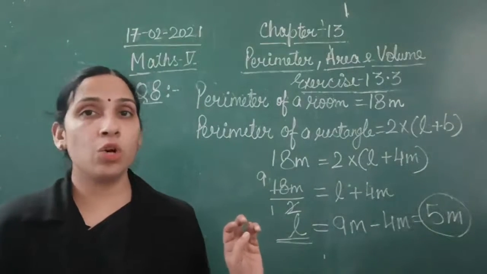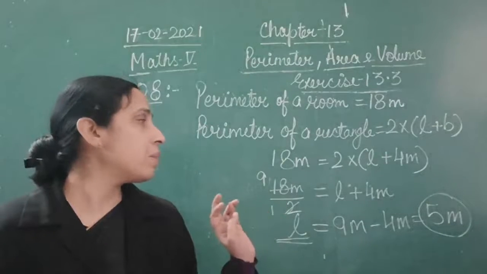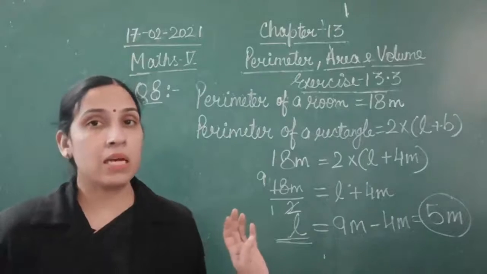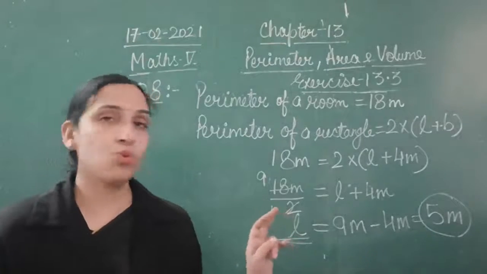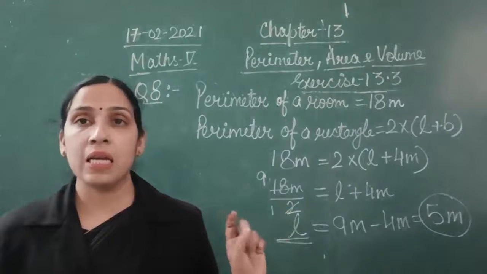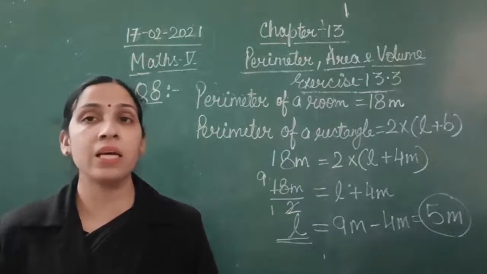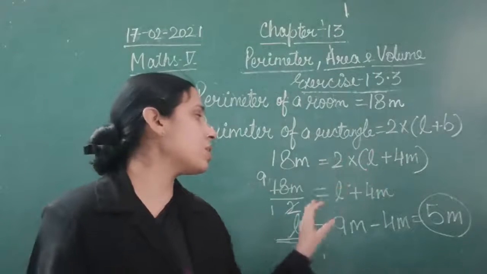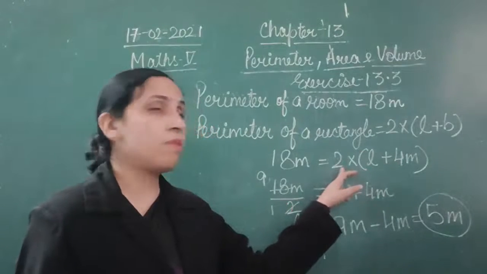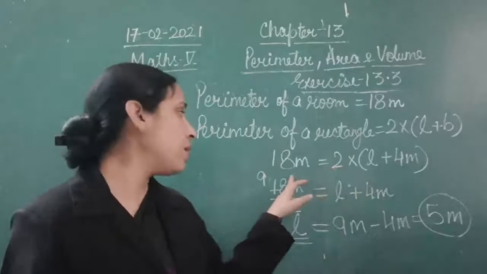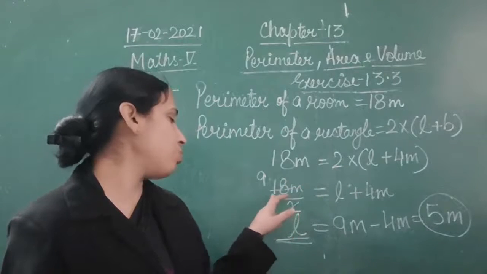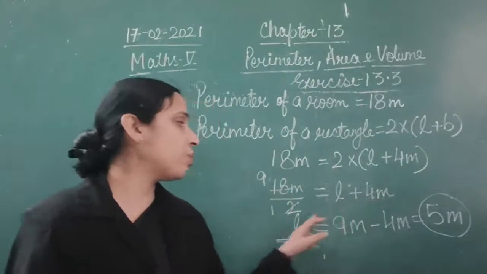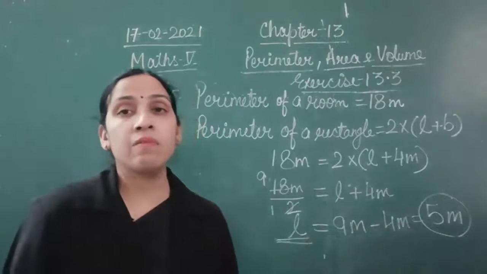Fine. So the perimeter of a rectangle is 2 multiplied by length plus breadth. 18 meter is equal to 2 into length plus breadth, and we put the value in it. Then 2 is in multiplication, so it comes to the denominator. 2 ones are 2, 2 nines are 18. So length plus 4 meter equals 9, and 9 minus 4 is 5 meter.